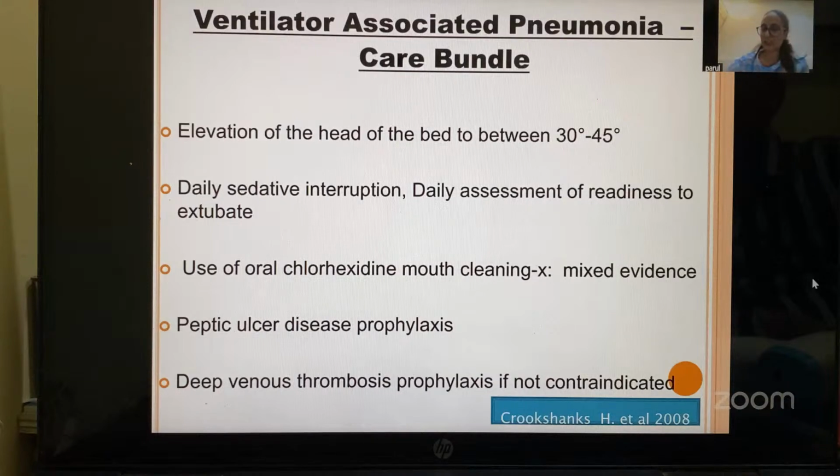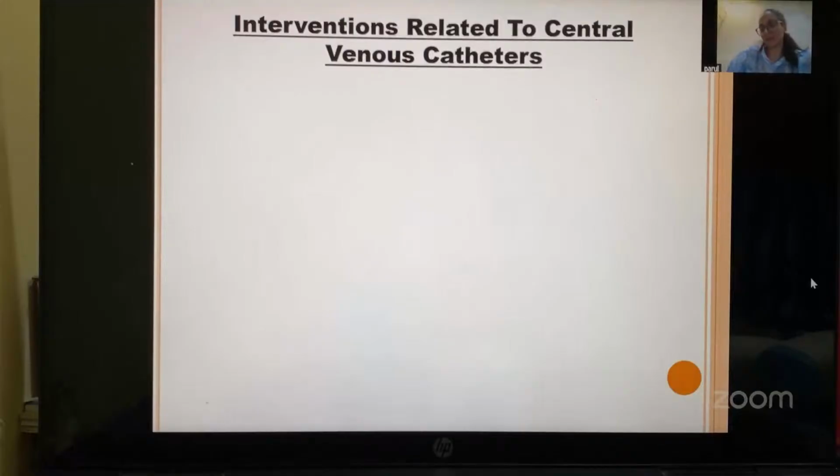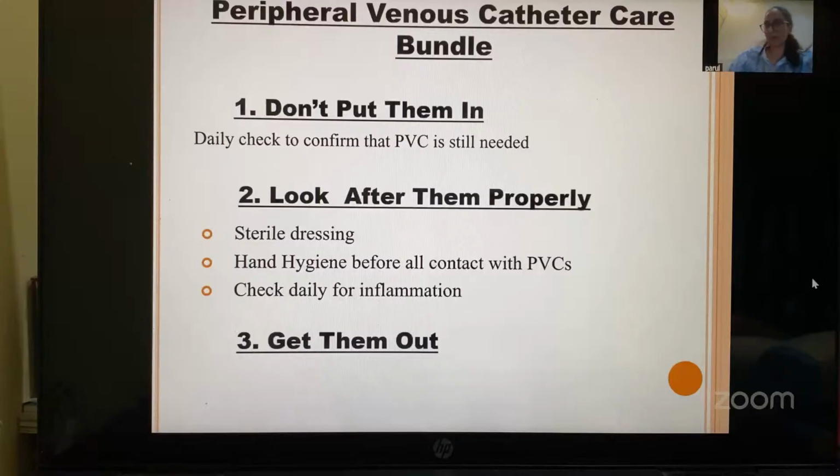Chlorhexidine was a part of the initial care bundle. However, because of the mixed evidence, it has been removed from several guidelines. Peptic ulcer disease prophylaxis and DVT prophylaxis if not contraindicated. So this is a VAP bundle. To improve the compliance of all these, making a checklist in the ICU is supposed to improve the compliance and the outcomes significantly in most clinical setups. So that is what I would encourage residents to make a habit, so that we can work and improve the outcomes of our patients.